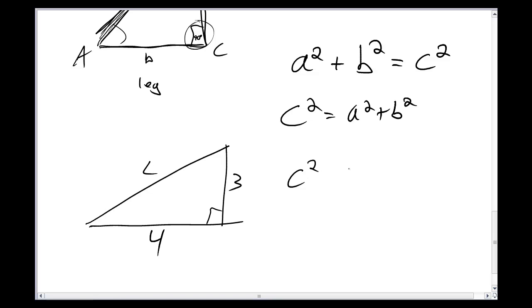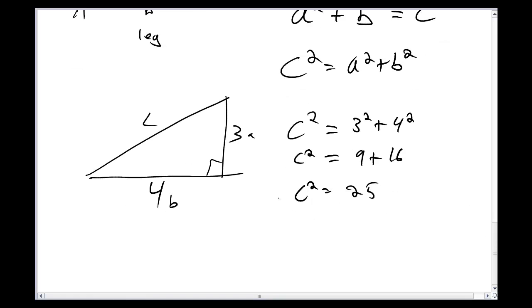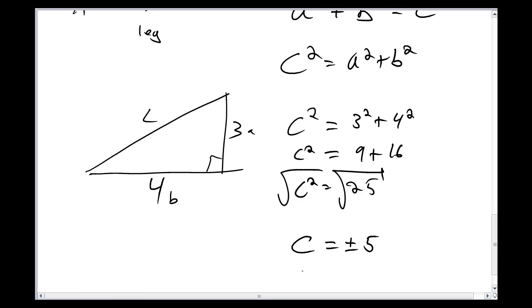So I don't know what C is, so I say C squared is equal to A squared plus B squared. This one's B, this one's A, so I have 3 squared plus 4 squared. This is 9 plus 16. C squared is equal to 25. I take the square root of the left side of my equation, so I take the square root of the right side. So C is going to be either plus or minus 5, because remember, minus 5 times minus 5 is also positive 25. But we're talking about lengths here, so only the 5 makes sense. So that gives me that answer right there for my different lengths.